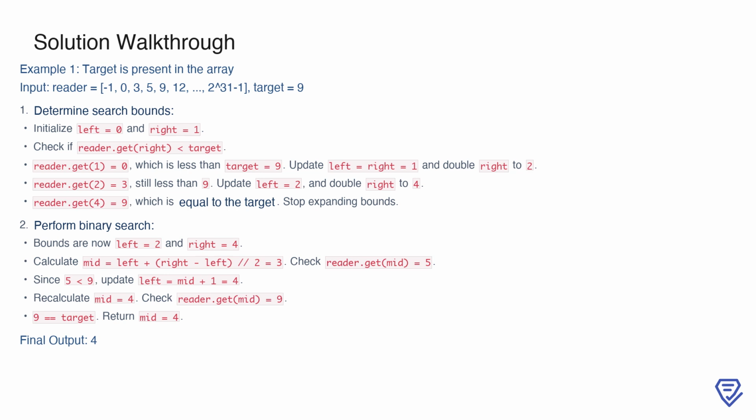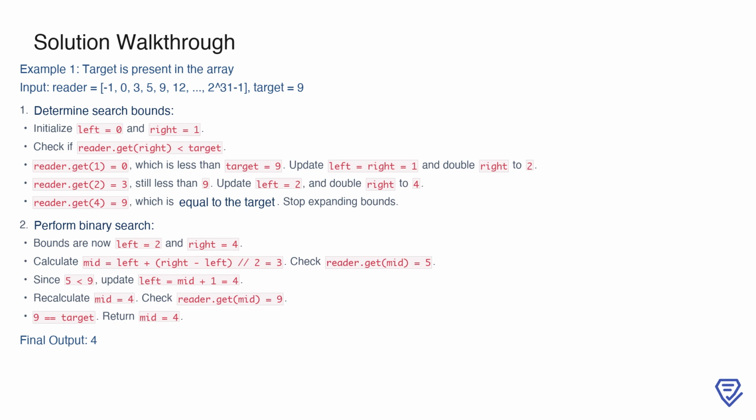Let's start with an example where the target value is present in the array. The input consists of a sorted array represented by the reader object, and the target value is 9. To begin, we need to determine our search bounds. We initialize left to 0 and right to 1, then check if the value at reader.get(right) is less than the target. At right equals 1, the value is 0, which is less than 9, so we update left to 1 and double right to 2.